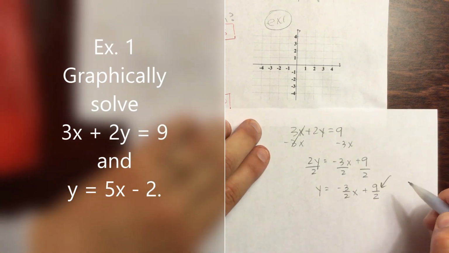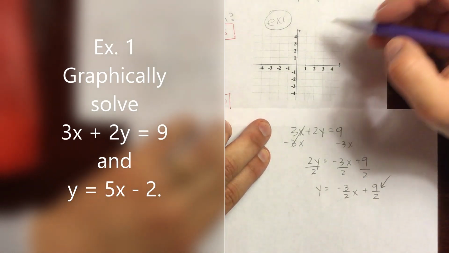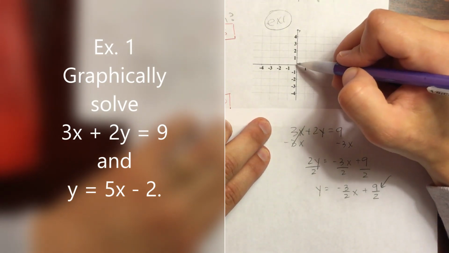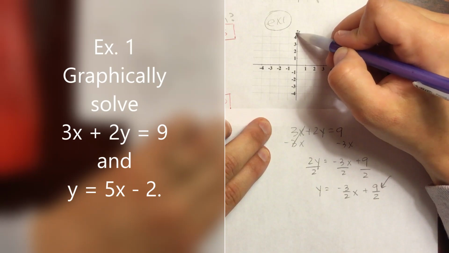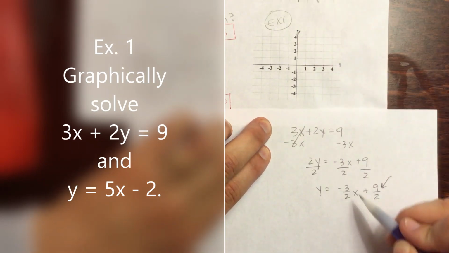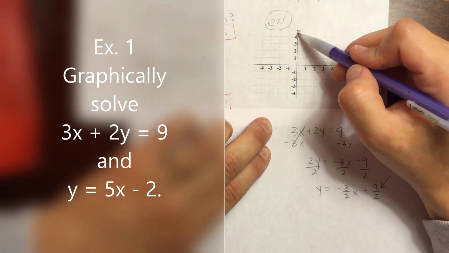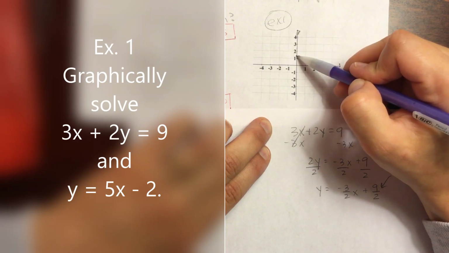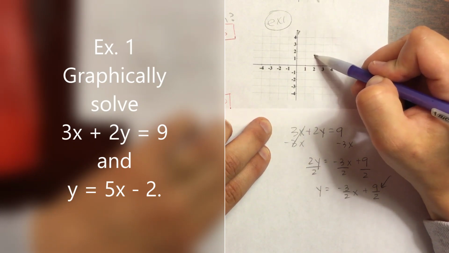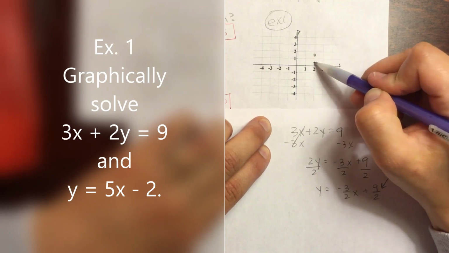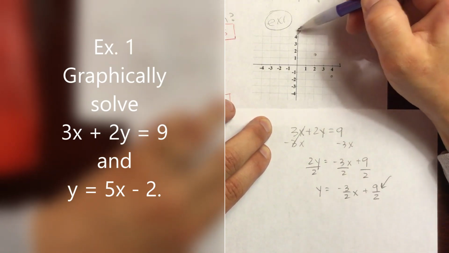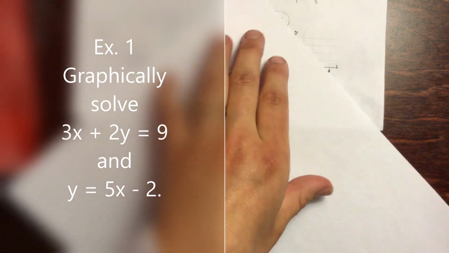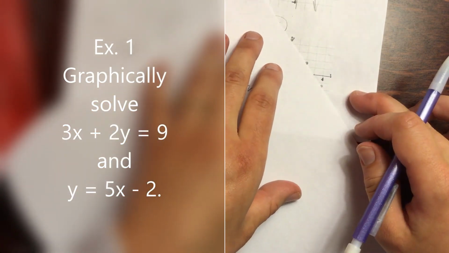Remember, the b part is your y-intercept. So 9 halves is 1, 2, 3, 4, 5, 6, 7, 8. 9 halves is 4.5. And negative 3 over 2 means I have to go down 3 and forward 2. Down 3 and forward 2. And then you would connect the dots to make that as smooth of a line as possible.